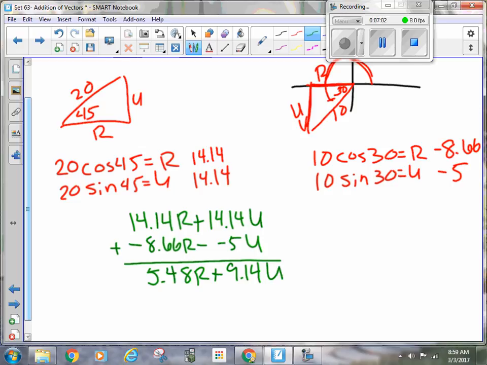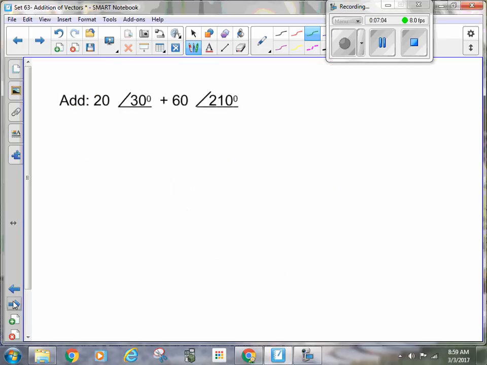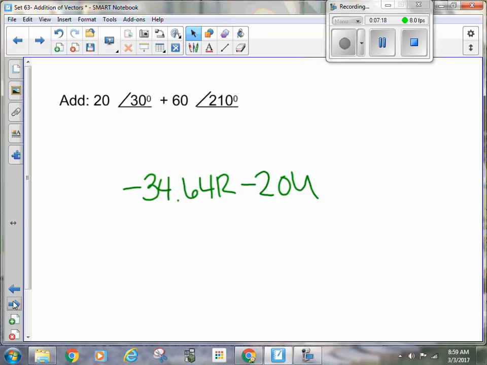All right. If we look here at our last problem, I'm going to let you try the work out on your own. I'm just going to give you the answer so you can see how you do with it. So we get negative 34.64R minus 20U. Let me know if you don't get that, and I can help fill in the work from here to there.